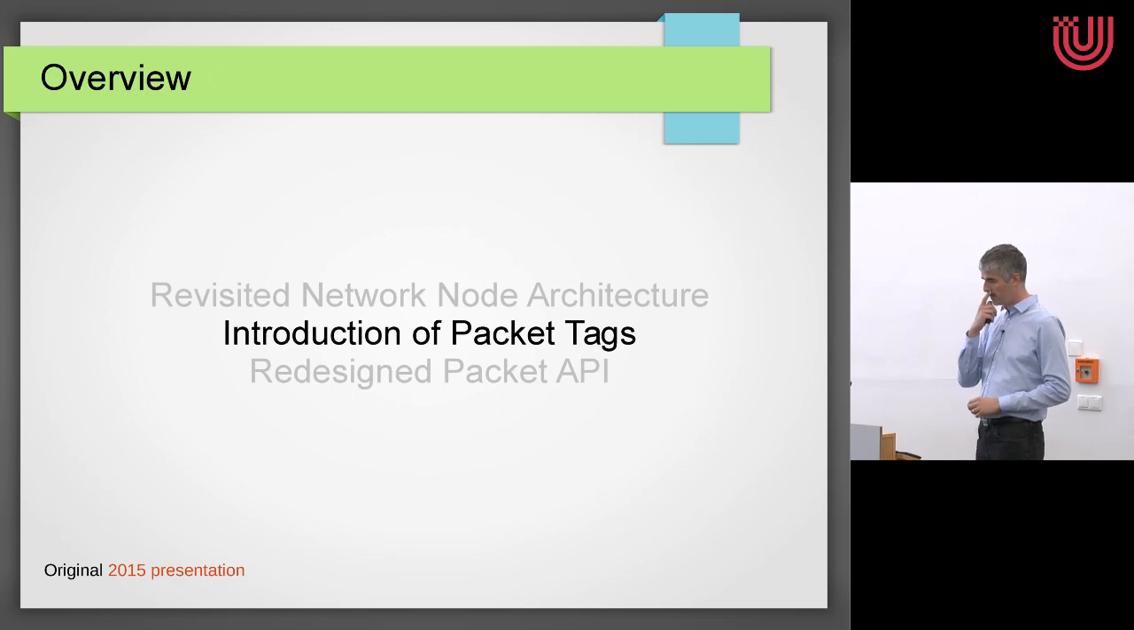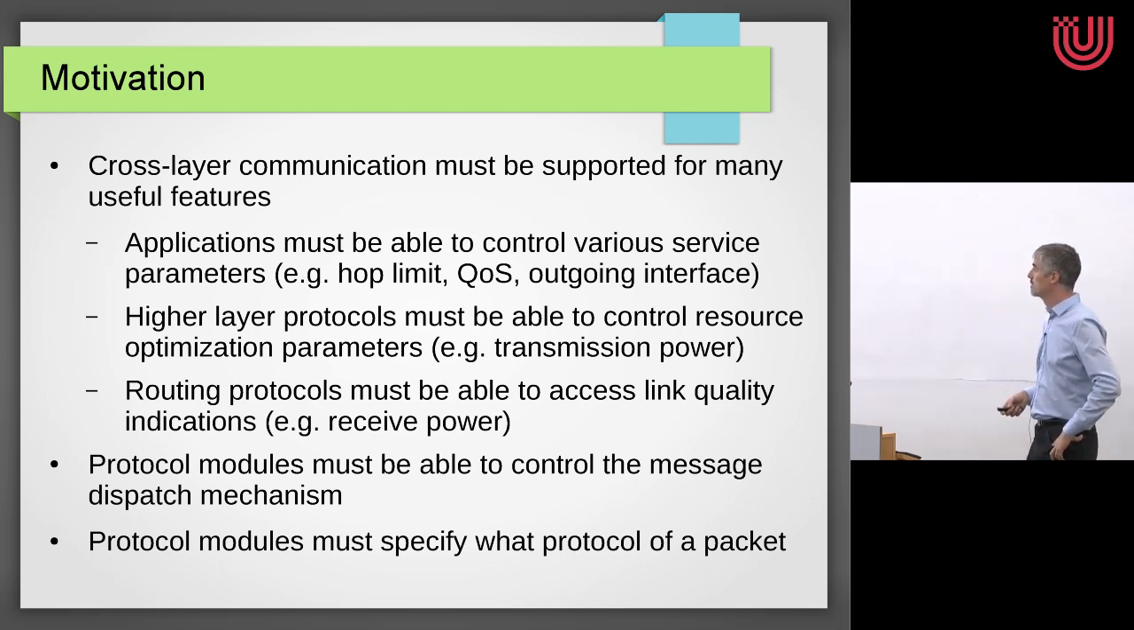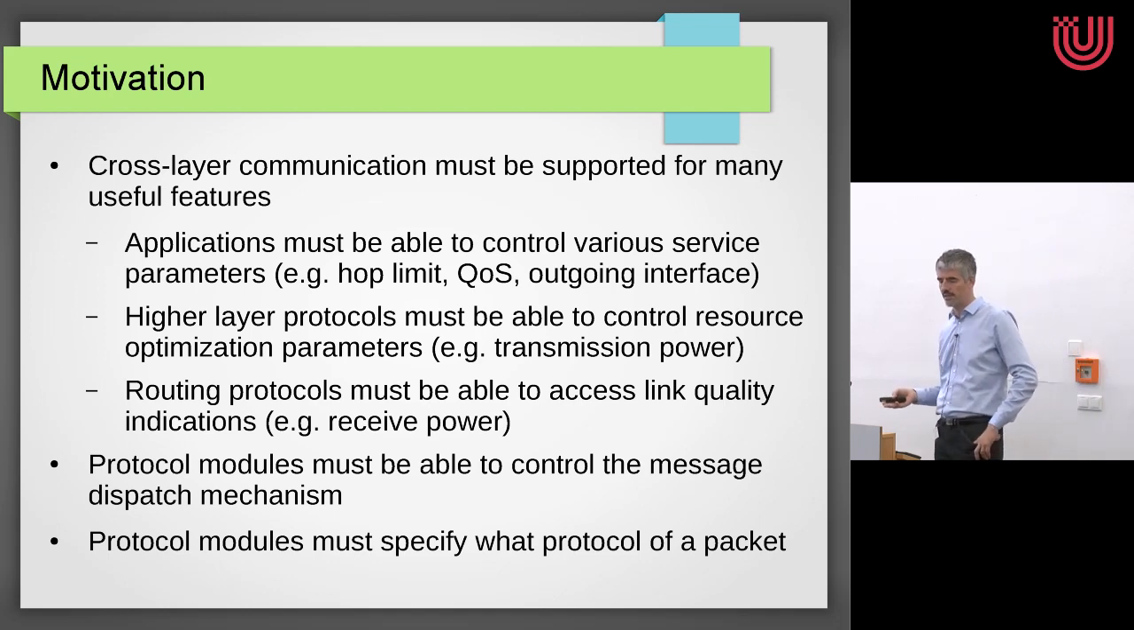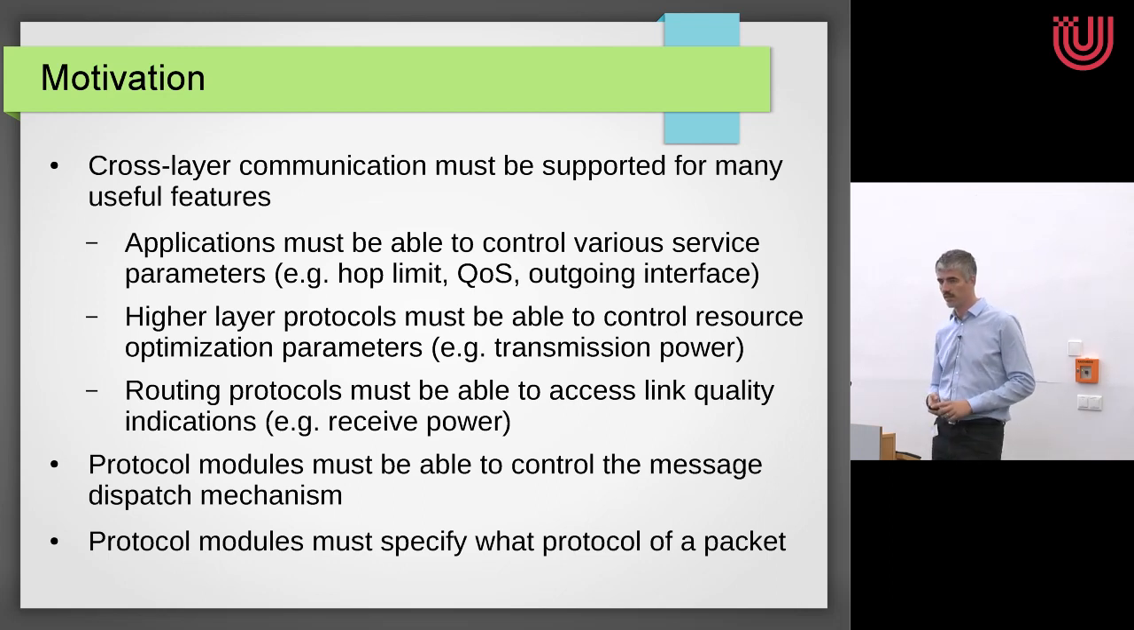The second part is about the introduction of packet tags. This is also a reiteration, so I'm just going to go quickly through it. The main motivation is cross-layer communication, and the reason for that is, for example, applications want to control various service parameters like hop limits or quality of service parameters, such as which the outgoing interface should be. Also, higher layer protocols, routing protocols might need to control resource optimization parameters, for example, in sensor networks where battery is important. And this also goes in the other direction, from bottom up. For example, routing protocols might need to access link quality indications.